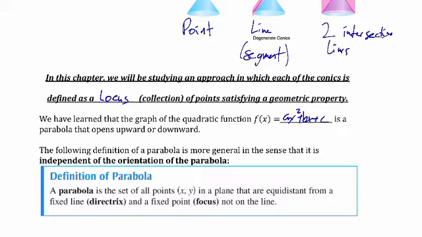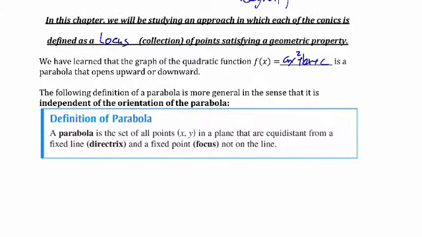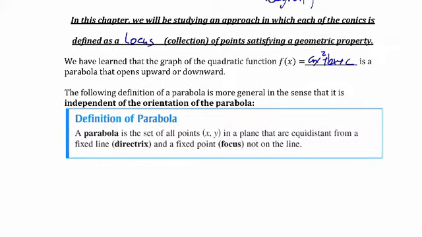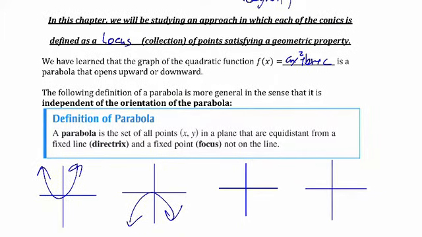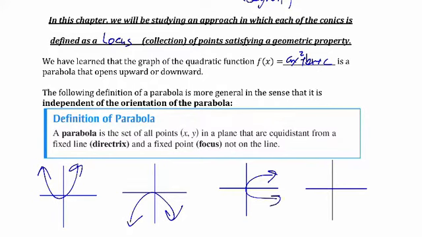A parabola is a set of all points x and y in a plane that are equidistant from a fixed line, which we're going to call the directrix, and a fixed point called the focus that is not on that line. Again, here are four quick examples of general orientations for a parabola. You can have one opening upward, which we're familiar with, downward, which we've had before, and you can also have them opening to the right and to the left. So this definition allows us more flexibility than our previous definitions.